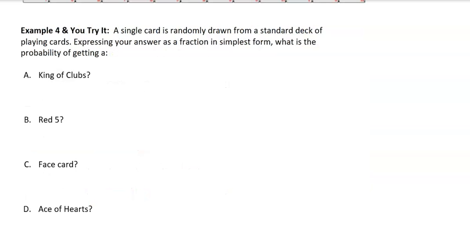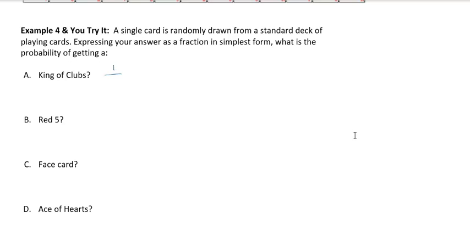Okay, so all of these questions are going to be about the deck of cards. A single card is randomly drawn from a standard deck of playing cards that's been shuffled. Express your answer as a fraction. What is the probability of getting each of these things? The first one is the king of clubs. There is only 1 king of clubs in the entire deck. So you're going to get 1 over, so there's only 1 chance of getting a king of clubs, over all the possible chances of all the cards.